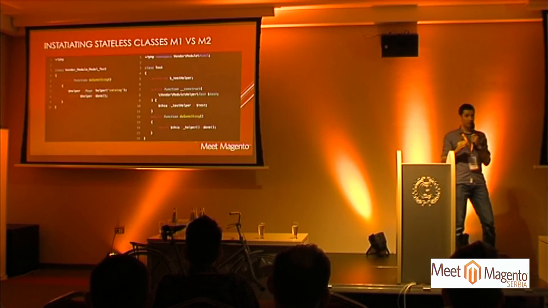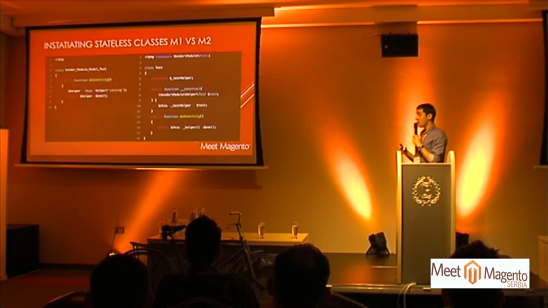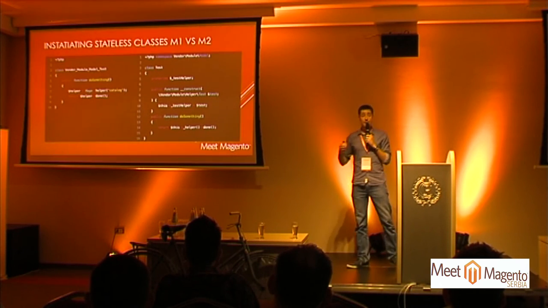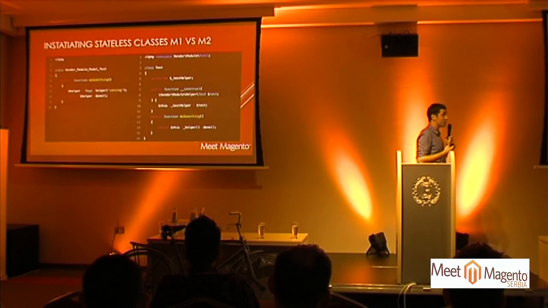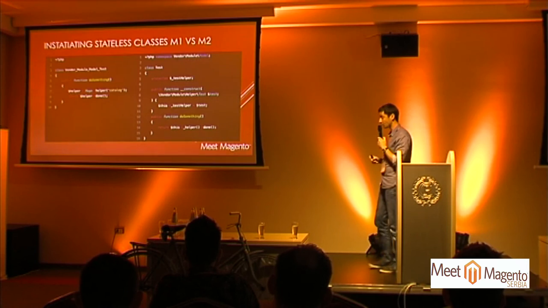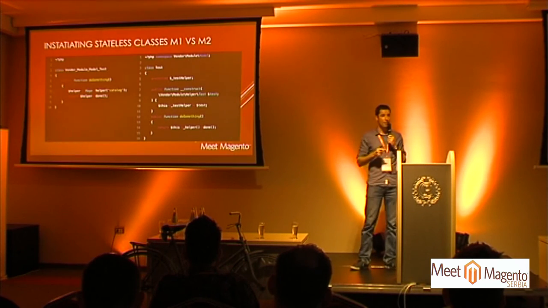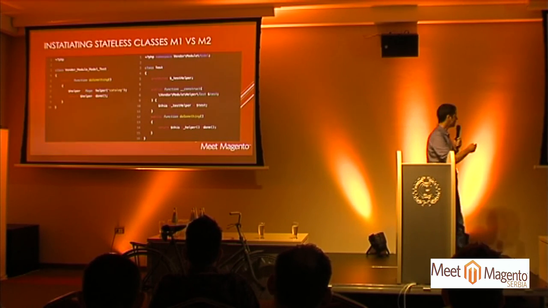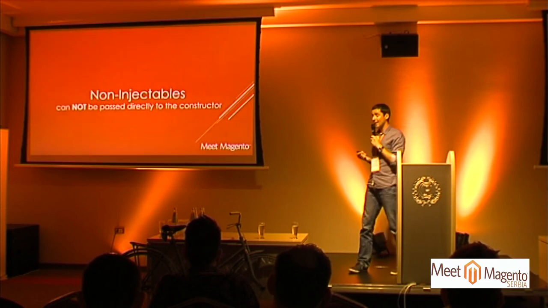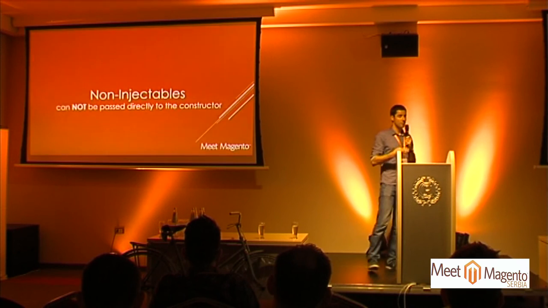So in this case, with injectables, you're basically allowed to provide the full path to the class, and the system will instantiate it because it's going to be able to instantiate that object. But this is not the case, for example, with non-injectables. Non-injectables are classes that cannot be passed through the constructor.